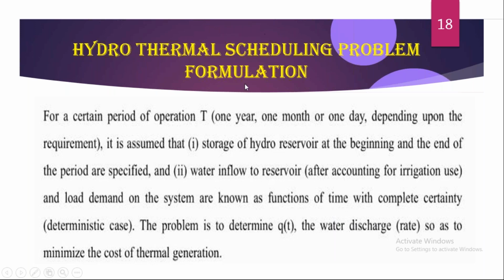Now, for formulating the mathematical operation, we need certain conditions. For a certain period of operation, that is the time period, for 1 year, 1 month, 1 day, depending upon the requirement, it is assumed that we schedule the operation. For example, suppose a hydro power plant has 5 units. Of these 5 units, for how many days should 3 units work, for how many days should 2 units run, and for how many days should 4 units run? In this way we have to schedule.